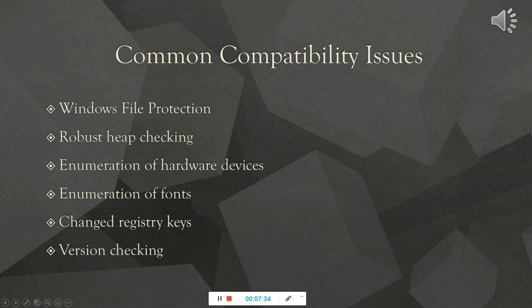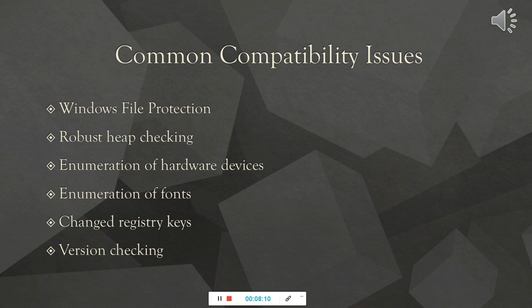Now I'm going to introduce some common types of compatibility issues, such as Windows File Protection. It is a new feature that prevents applications from replacing system files. This feature verifies that protected system files are the correct Microsoft version. If a file was replaced with an incorrect version, Windows restores the correct version.